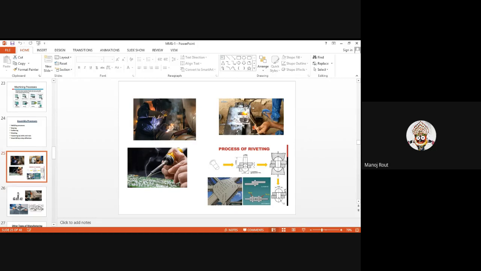Riveting, you can see the best example in railway bridges and iron bridges. The best example is the Howrah Bridge. In that case, the whole bridge is joined through riveting. The riveting process is very accurate. There is no more precise manner to join different or similar materials. In riveting, the rivet is heated and pressed from both ends to join the parent material.